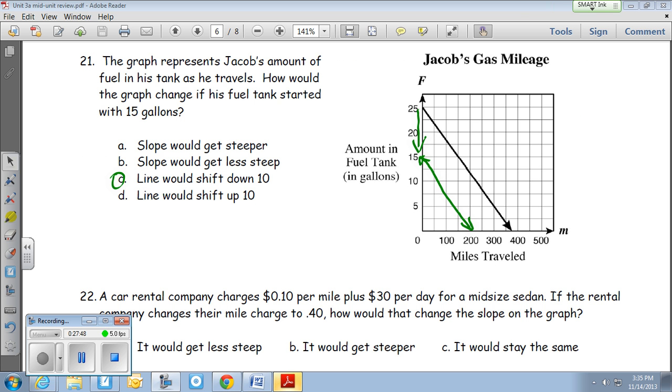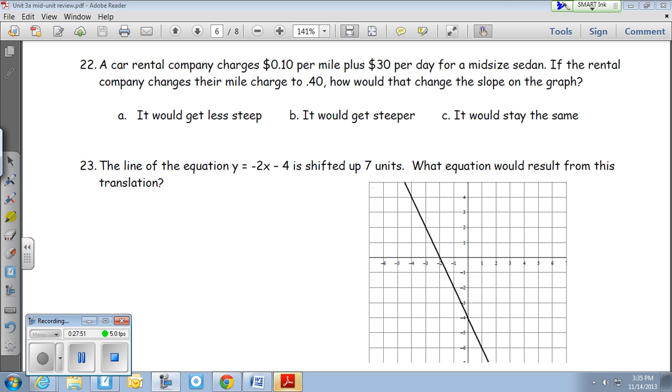Number 22, a car rental company charges 10 cents per mile plus $30 per day for a mid-size sedan. If the rental company changes their mile charge to 40 cents, how would that change the slope on the graph? So right now, the slope is 10 cents per mile plus $30 a day, but if they change that to 0.40 cents per mile plus the $30 a day, that would make it steeper because that amount going up, the cost would go up more for every mile going over, so it would get steeper.